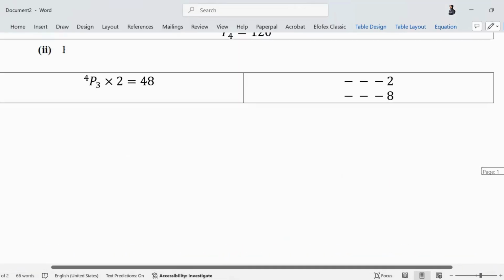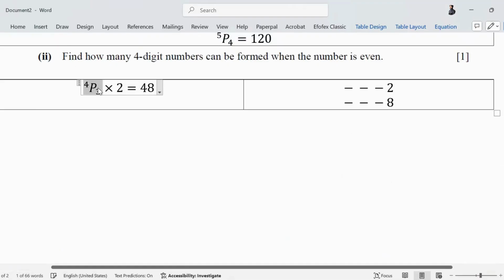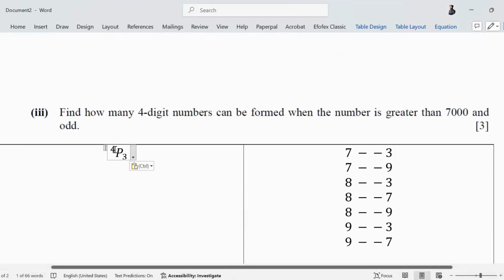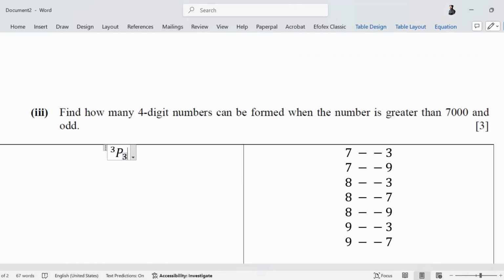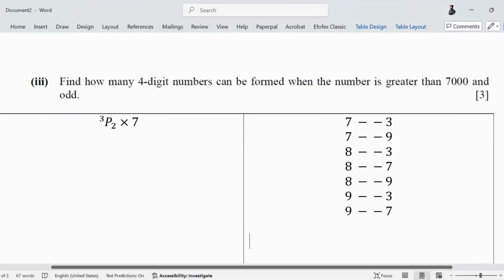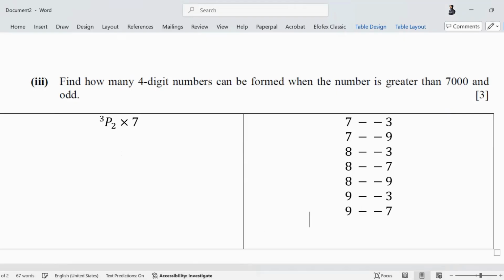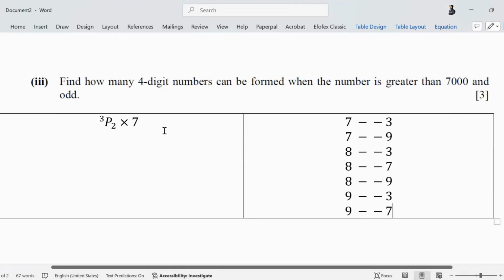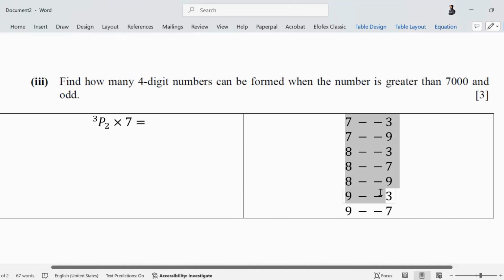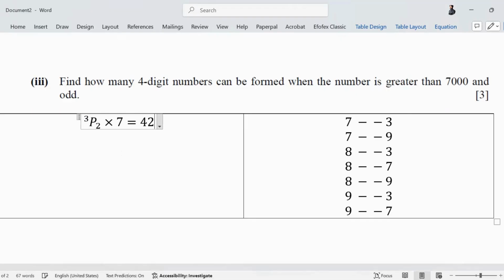9. If 9 is the first digit, then for the number to be odd, the last digit is 3 or 7. So for each of these numbers, I will have to go for 3P2. And how many times will I have to go for 3P2? 7. Is this clear? That's exactly it, figuring out what to do. You write this method alongside to get your method mark. So 3P2 into 7 is 42.